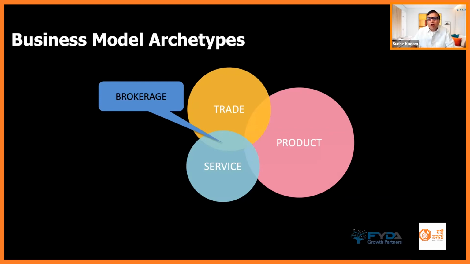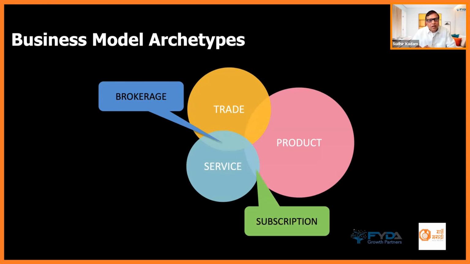Then you have a model that is on the intersection of service and product, and that's typically a subscription model. What you're trying to do here is productizing or semi-automating a service. This is very simply a SaaS model, or a content as a service model. Content as a service is like Hotstar or Netflix. A SaaS model is like LinkedIn. There are many other SaaS models out there. This intersection is where the startups play very dominantly right now.